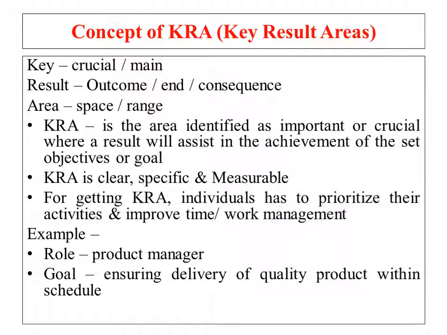For example, take the role of a product manager. His KRA, or we can say his goal, should be ensuring delivery of quality product within the schedule. So this is the crucial one. It should be the outcome, it should be the area. So for the product manager, within the schedule, quality product and the delivery are the different key result areas.